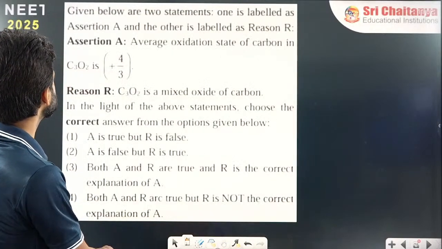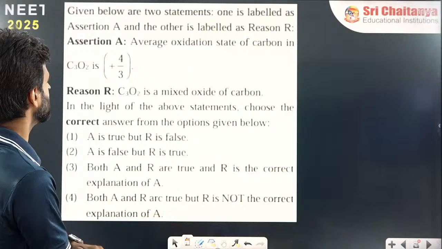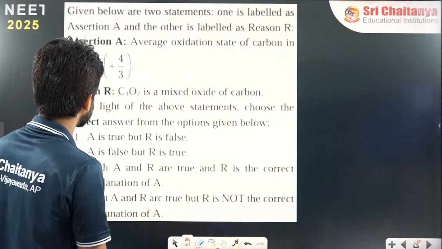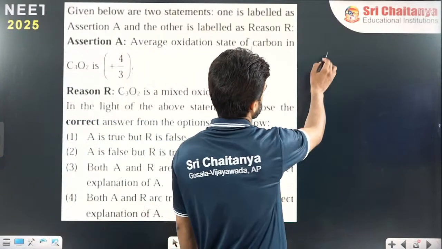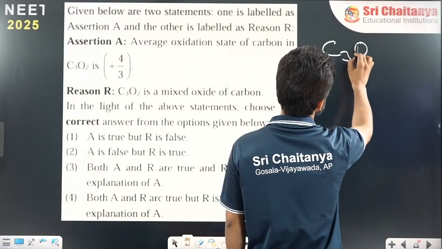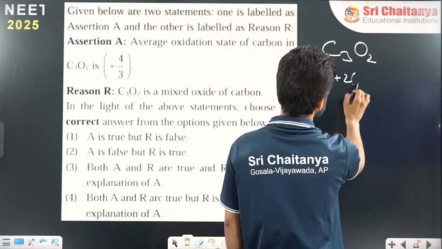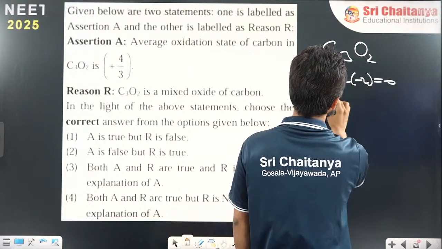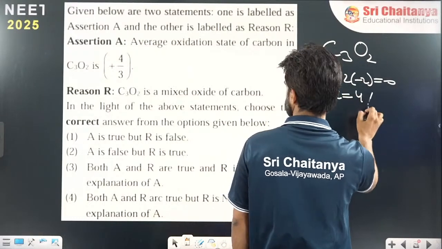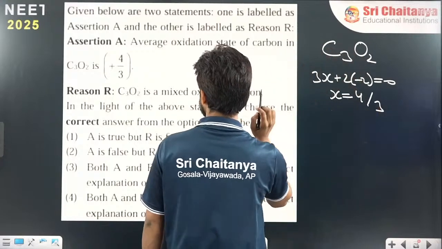Okay, the next thing: the average oxidation state of carbon in C3O2 is 4/3. Yes, we can say that. We are having C3O2. Apply the formula: 3x plus 2 into minus 2 equals 0. X is coming 4/3, right?